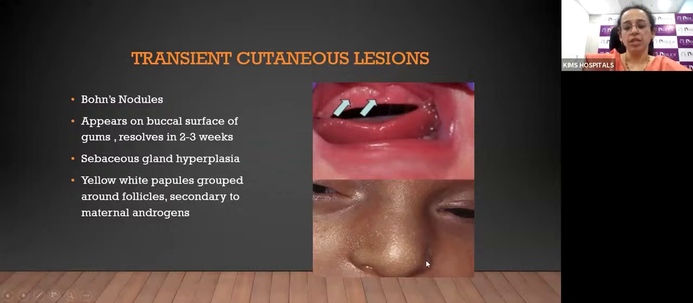So this is the sebaceous gland hyperplasia. We can see yellow-white papules grouped around the follicles. These can be secondary to the maternal androgens, or the androgens within the baby itself if it is a male baby. These can be confused with milia, but these have a slightly greasy appearance. These are also harmless lesions which disappear over a few days.